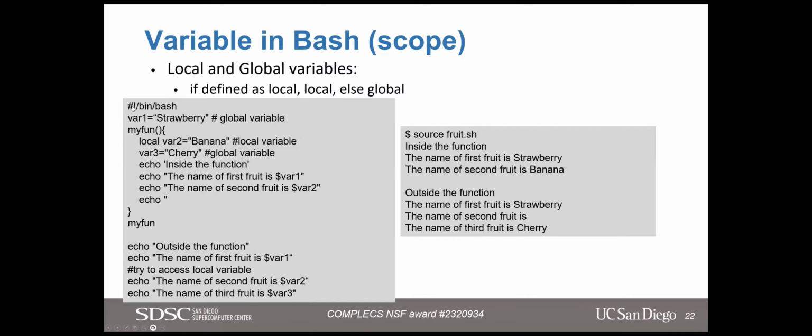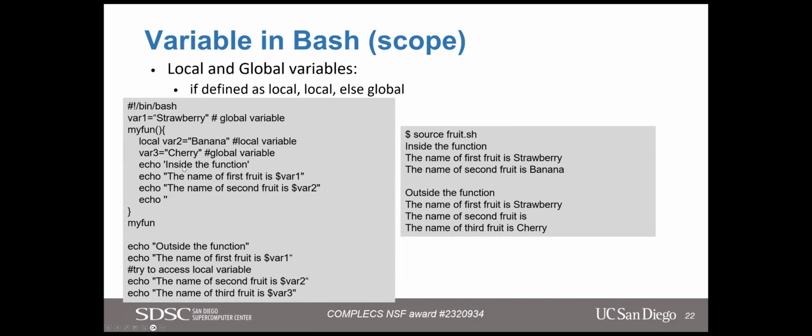I start my shell script with the shebang. I set a variable, var1 equals strawberry. Because I didn't define it as local, it's going to be a global variable. And then I create a function. In the function, I will create one local variable, var2 is banana. Because it's specified as local, it will only be known within this function right here. We also do one more global variable within the function, just to prove our point, to show that this is going to be a global variable.